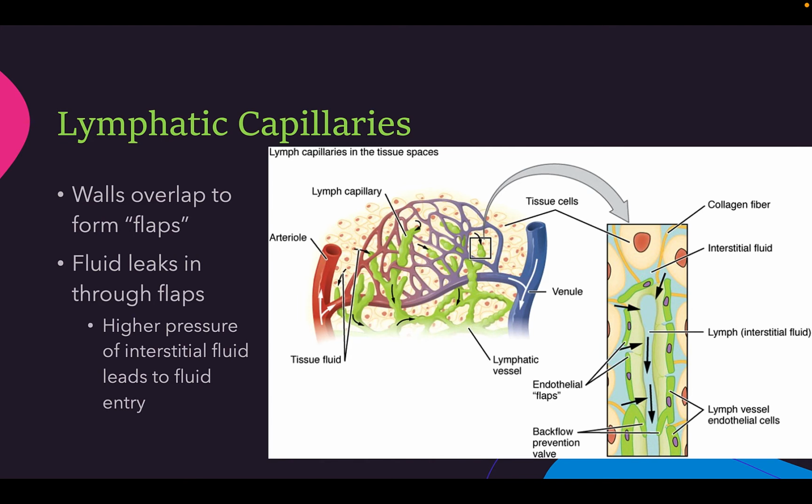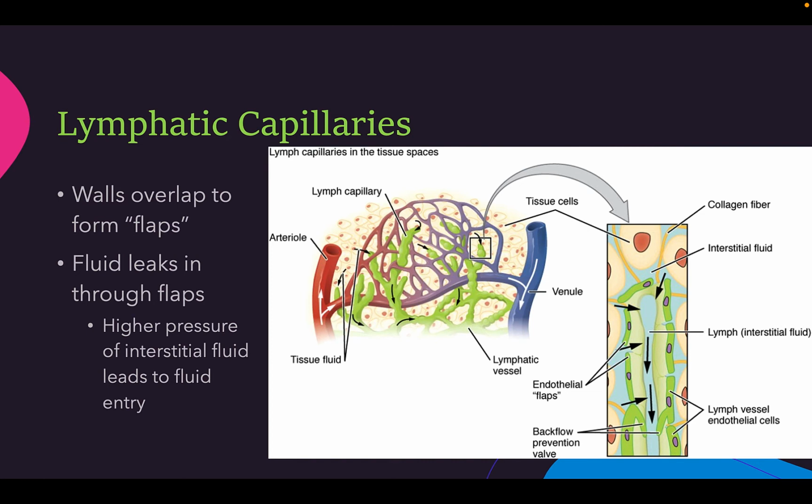So lymphatic capillaries are formed by one cell thick layer of endothelial cells, and they represent the open end of the system, allowing interstitial fluid to flow into them via overlapping cells. That's what these flaps are. And so when interstitial pressure is low, the endothelial flaps close and prevent flow into them. And as interstitial pressure increases, the spaces between the cells open up, allowing the fluid to enter.